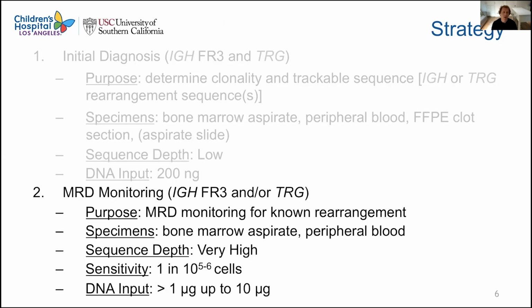Contrast that to the MRD monitoring step. For that one, we're going to test using the gene or genes corresponding to the sequences that were identified at the time of diagnosis. So again, we're trying to do minimal residual disease monitoring for a known rearrangement sequence. For specimen types, we use bone marrow aspirate as well as peripheral blood. We're going to sequence very deep and hope to achieve a sensitivity that's better than 1 in 10 to the 5th cells. And to do that, we need a lot of DNA input, on the order of a few micrograms.